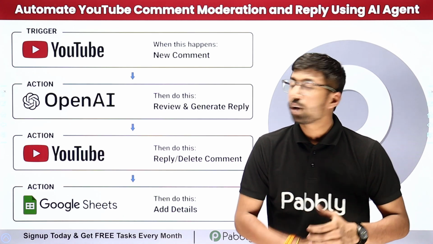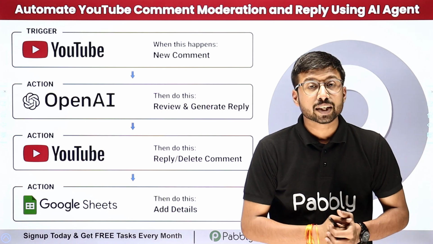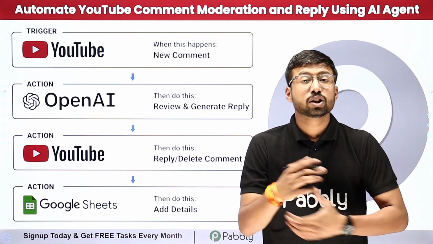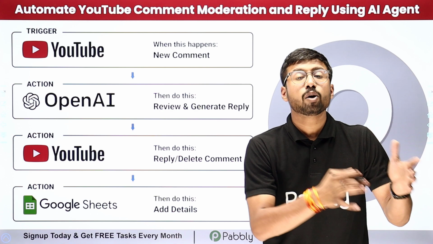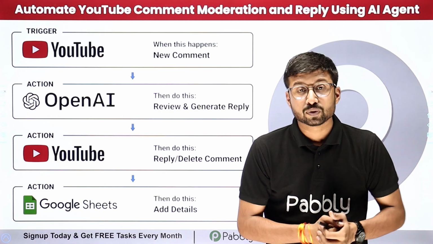So in this video, we are going to learn how to automate YouTube comment moderation and reply using an AI agent. We are going to build an AI agent which will automatically detect the spam comments on our YouTube channel and delete them, and also reply to the genuine comments which we are receiving.